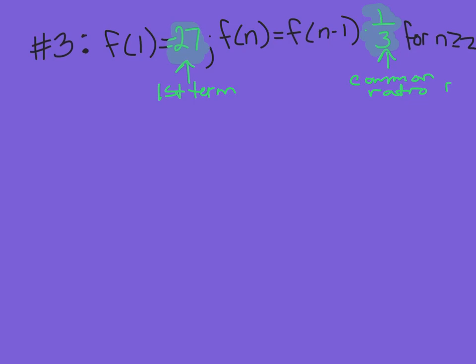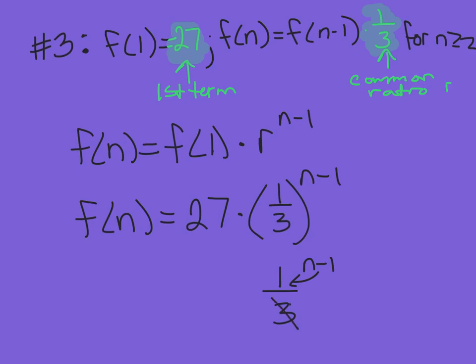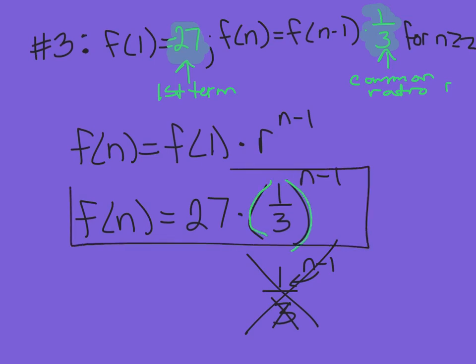And if you remember correctly, our explicit rule is always written f of n equals the first term times the common ratio to the n minus 1 power. So, for number 3, we would write f of n equals, and our first term, f of 1, is 27, and our common ratio r is 1/3. Make sure you put it in parentheses to the n minus 1 power. If you don't put it in parentheses, if you just wrote 1/3 to the n minus 1, then you are technically only raising 1 to the n minus 1 and not the 3, and that's not what we're trying to say. So you must put it in parentheses. Super important parentheses. All right, so there's number 3.